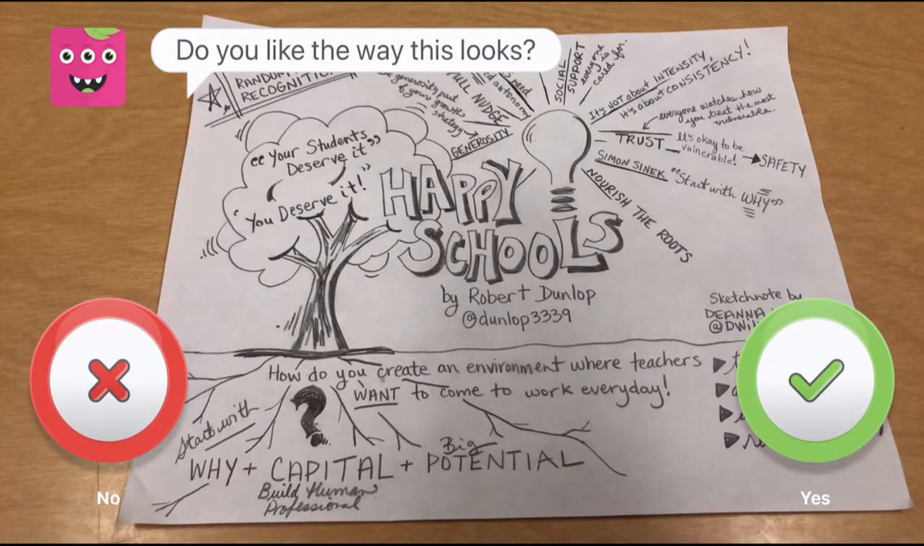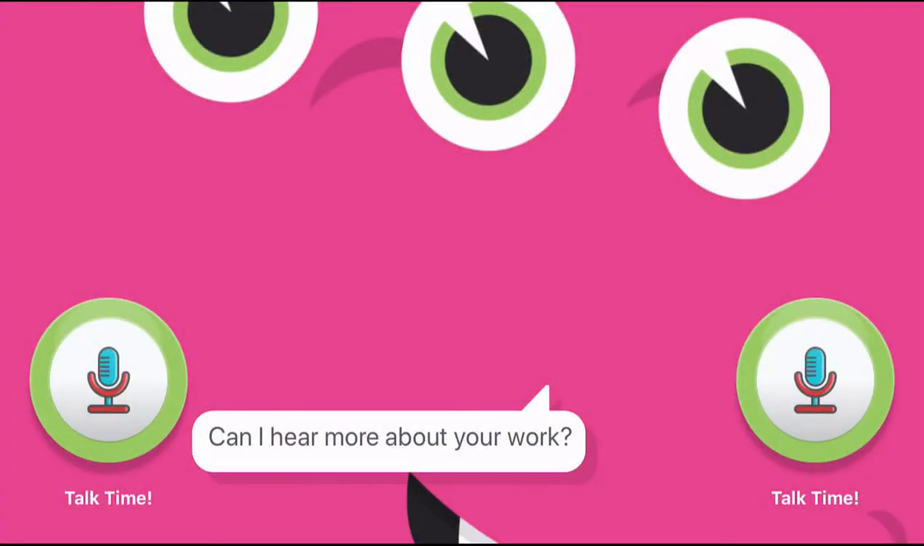Do you like the way this looks? And why that's a really nice feature is because you don't get all sorts of blurry pictures and you don't get multiple pictures of the exact same thing on your camera roll. It's a nice clean shot. Now if the student likes the way it looks, they just click the check mark. Can I hear more about your work? Tap the button to start recording. So when they tap the microphone button, they can actually record audio and reflect on that.